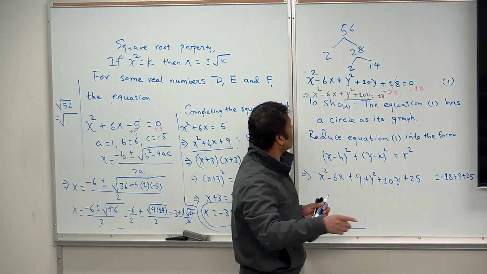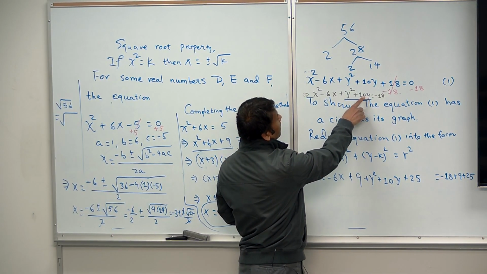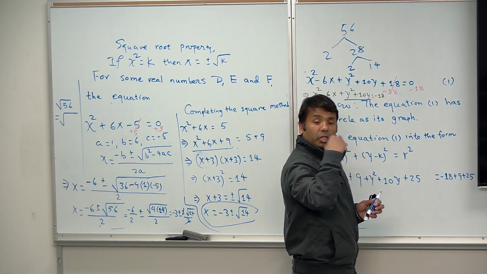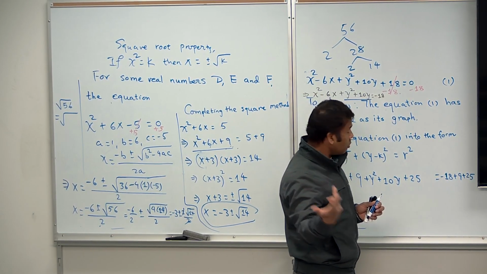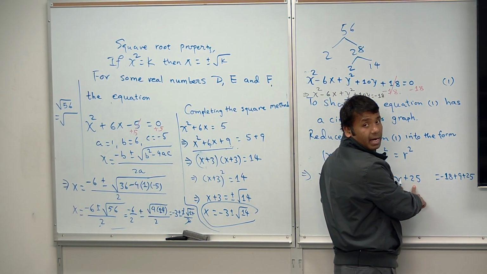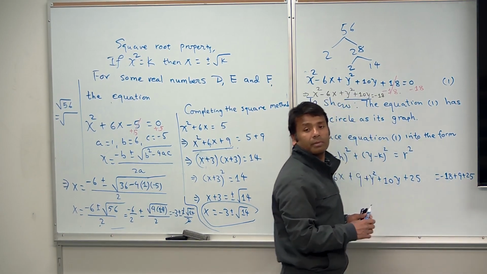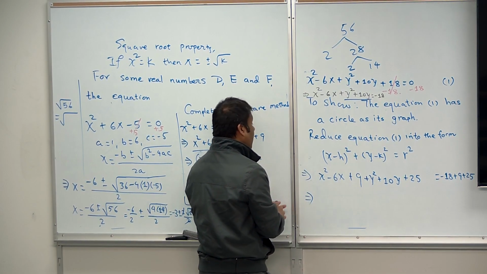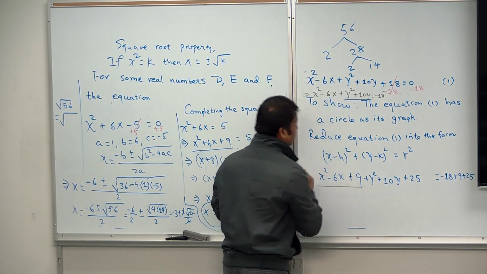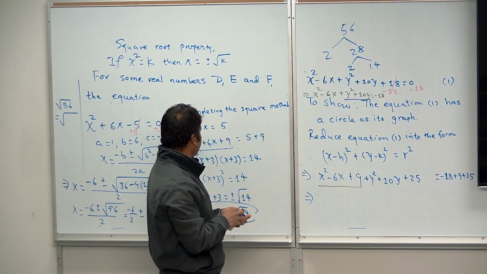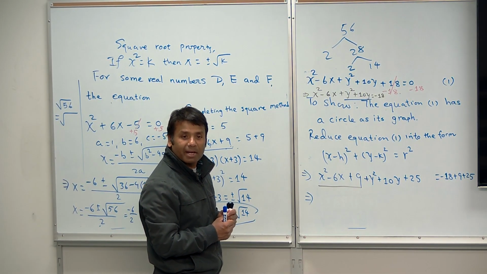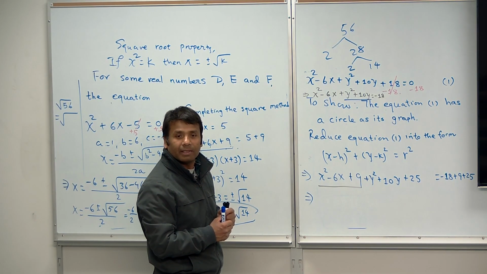Same thing here. The coefficient of y is 10. Half of 10 is 5. Square that number, 5 squared is 25. And then I add 25 to both sides. Okay. So now, can I factor x squared minus 6x plus 9? What are the factors of x squared minus 6x plus 9? x minus 3 squared. Yes.